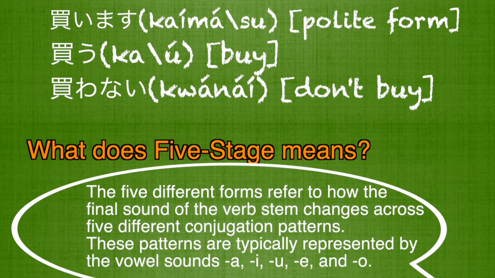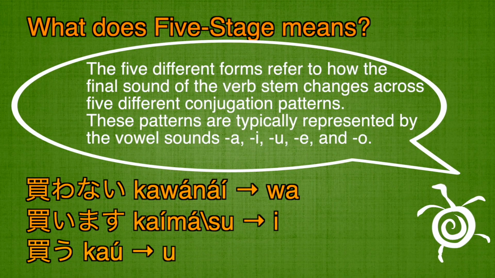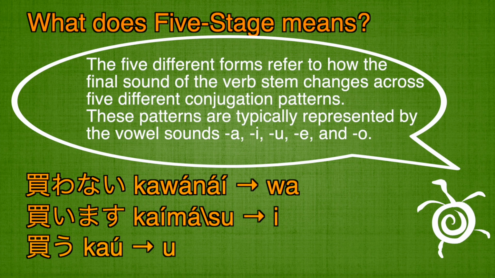The 5 different forms refer to how the final sound of the verb stem changes across 5 different conjugation patterns. These patterns are typically represented by the vowel sounds A-I-U-E-O. Let's take a look at how Japanese verbs are conjugated.